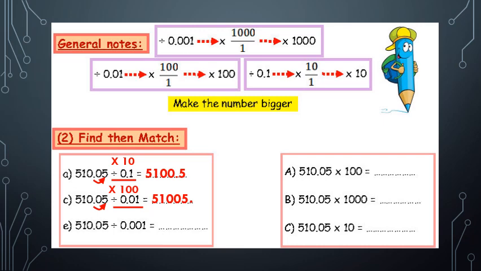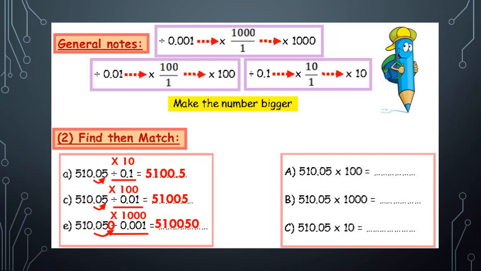If we divide by 1 thousandth, that's equal to multiplying by 1000. So the point will move to the right 3 steps. We have only two numbers, 0 and 5. We could add zeros as many as we want because the 0 has no value. So the point will jump 3 places and the answer will be 510,050.